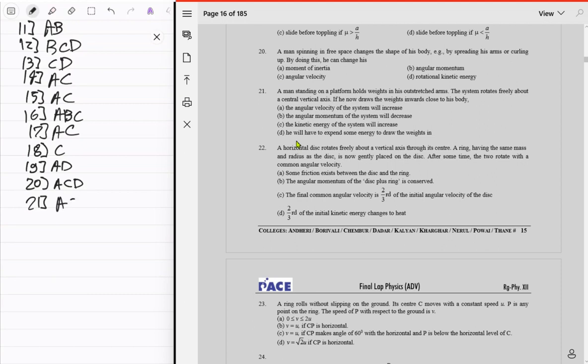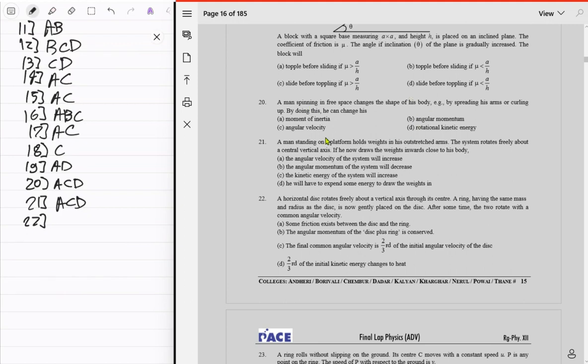Next question, 22. Okay. Well, what was the last one? The last one was also ACD. Okay, whatever.